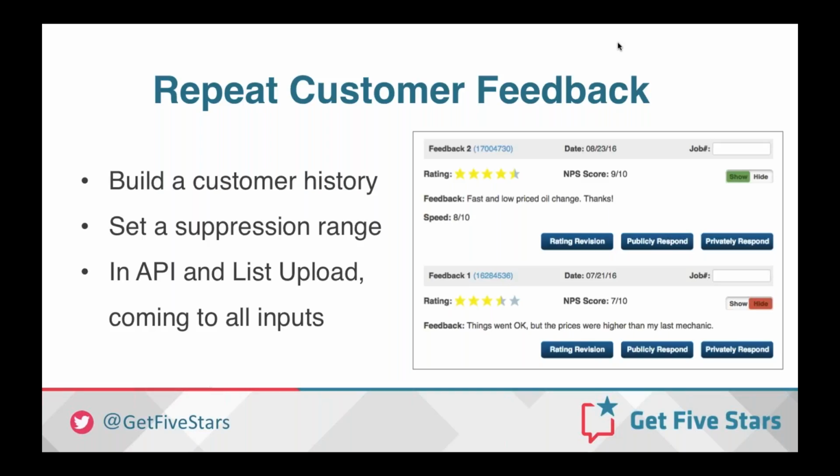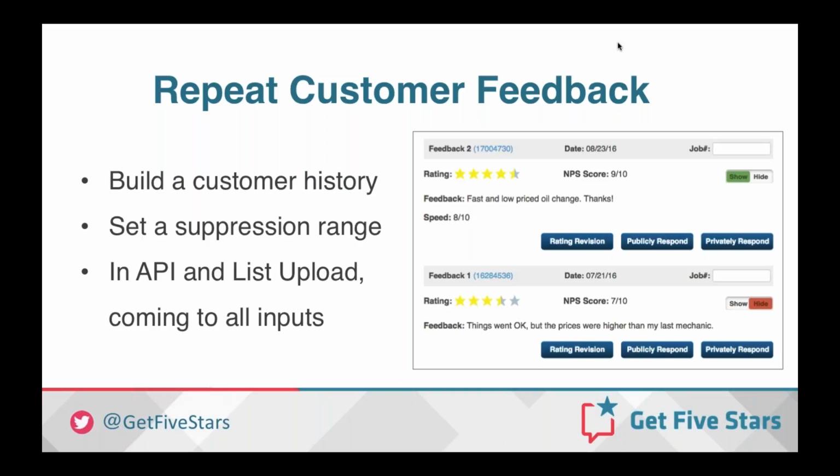Currently, this is rolled out for our large-scale customers. This is in the API. This is also in the list upload. So when you upload a list and we see that customer's email address in there again, we're going to send them a separate feedback request as long as it's outside that date suppression setting that's in the account.